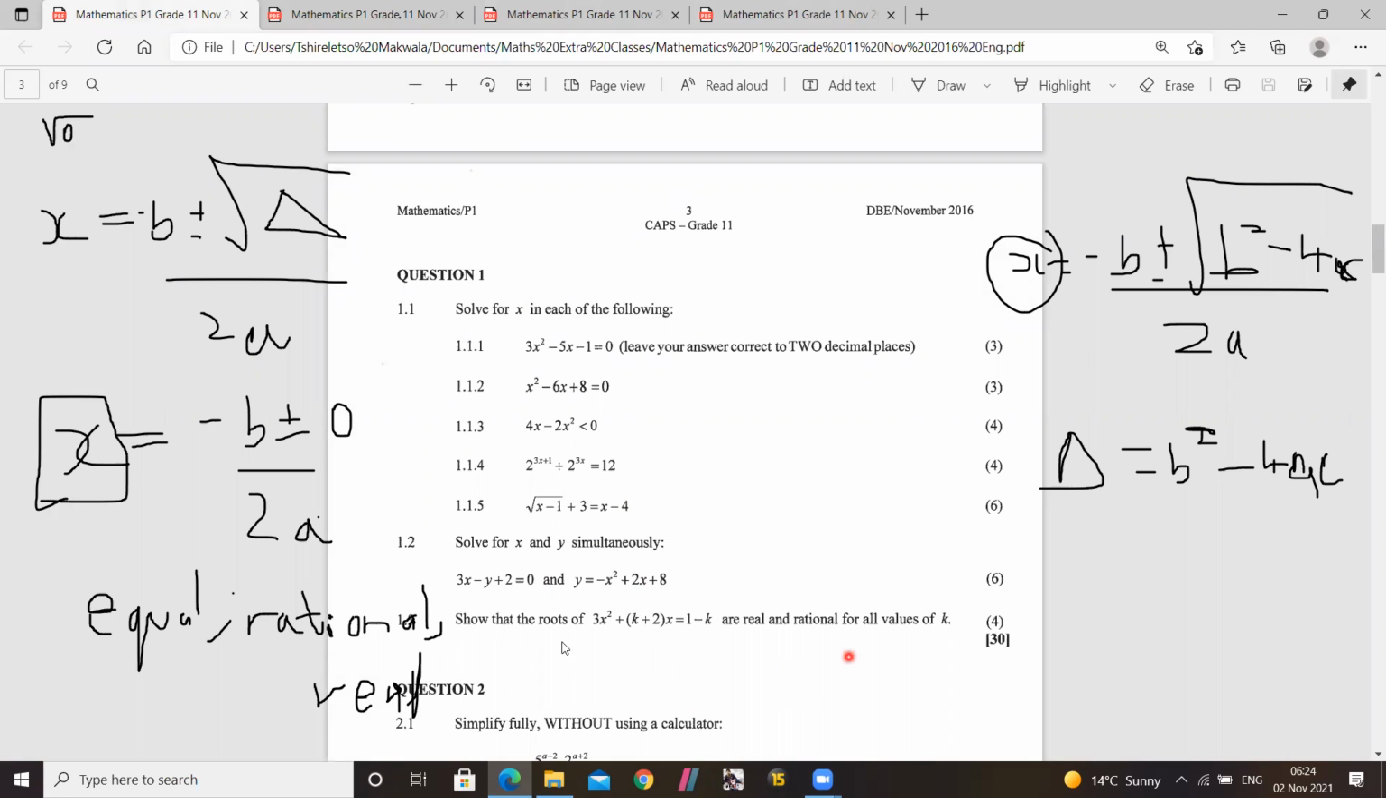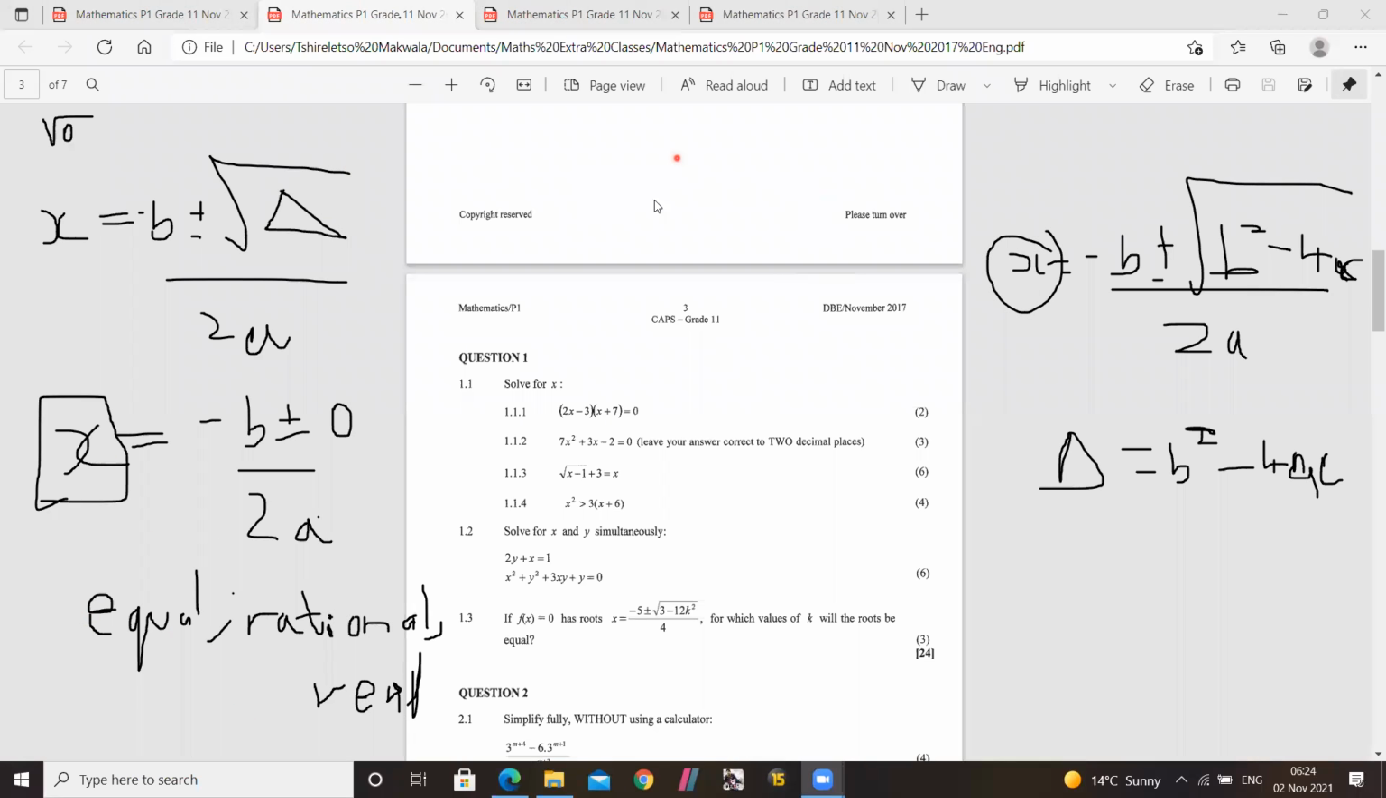Then this one says real and rational, so it's not equal. So they are not talking about equal. They mean delta is something other than 0. I hope now you understand why.